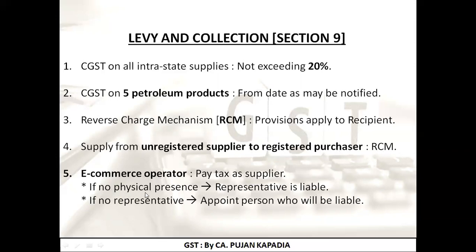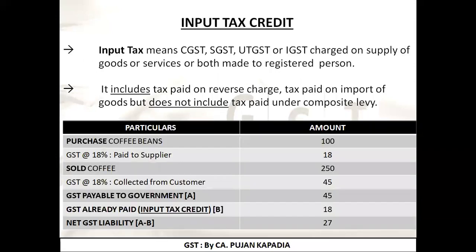If he does not have any kind of physical presence, his representative is liable. If he does not even have a representative, then he needs to appoint some person who will be liable on his behalf. This is what, friends, we had covered in the last 2 lectures of the subject of GST. Let's move ahead with a fresh topic.